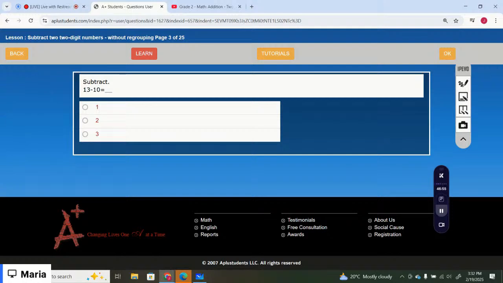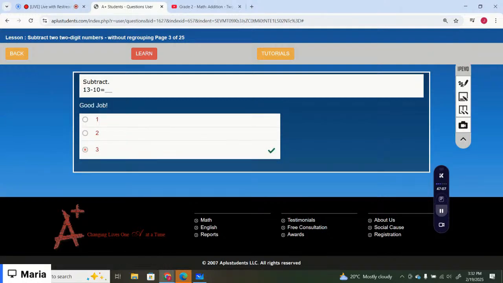13 take away 10. The correct option is 3. Option number 3 is the correct option. 13 take away 10 is 3.